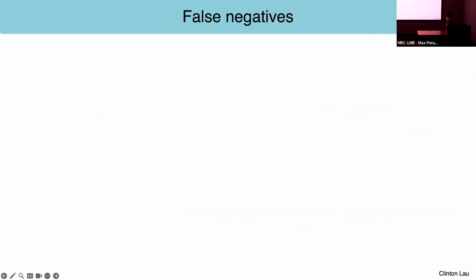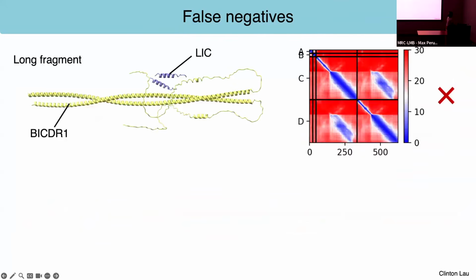Okay, so something to watch out for is false negatives. This is also a truncation thing. So if you have this long coiled coil fragment, here's an example. We work on a lot of coiled coils. So here's another BICDR. This is a coiled coil, and we have this little peptide that we know binds.